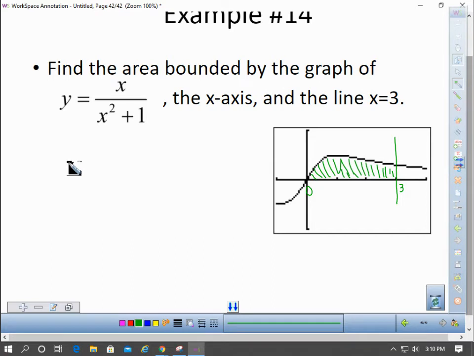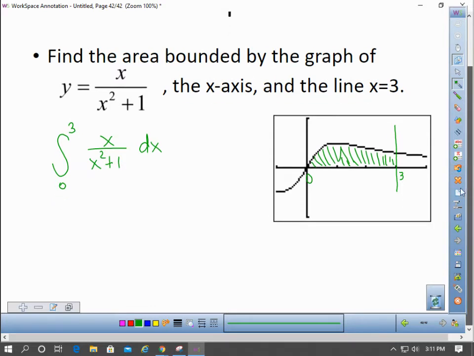So we know to find the area under a curve down to the x-axis, we're going to do an integral. We're going to go from 0 to 3 under this function, right? So this function is x over x squared plus 1, and then we need our bookend, dx. So there's our integral. So now we just have to do the math. Let's do the antiderivative, and then we'll do the fundamental theorem of calculus, right? All right, so we need to use what we've just learned about how to do the antiderivative of this.